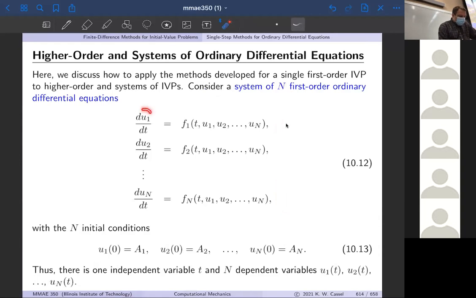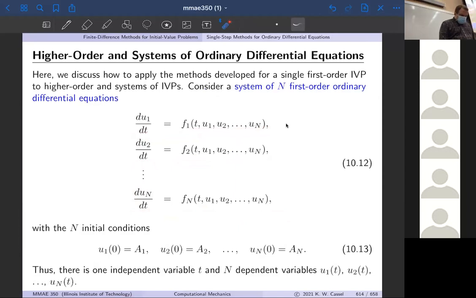So now I actually have capital N dependent variables, u1, u2 through uN, but only one independent variable, time, still. So now I have u1 dot, or du1/dt, is f1, a function of t, u1, u2 through uN. So it's still a function of the independent variable and all of the dependent variables, but now there's more than one dependent variable. Same thing for du2/dt, or u2 dot, that's f2, function of those. And then on all the way down to the Nth equation. So I have N, capital N, first order ordinary differential equations.